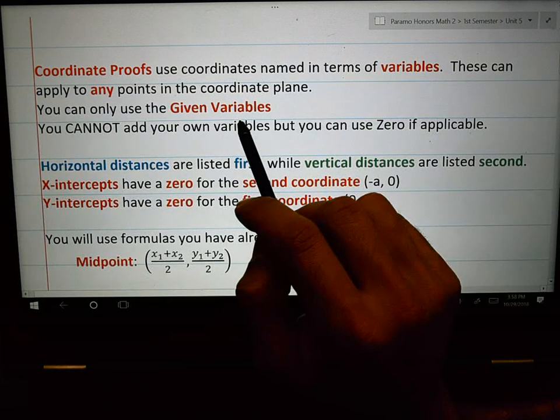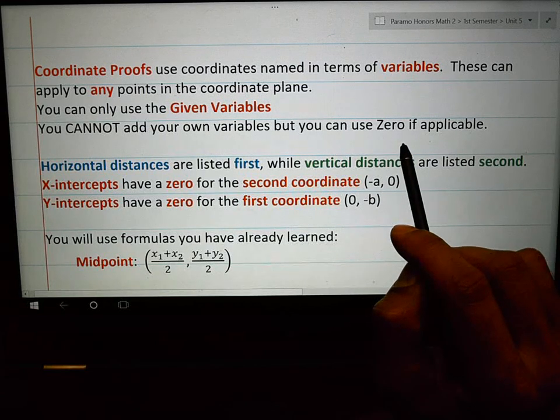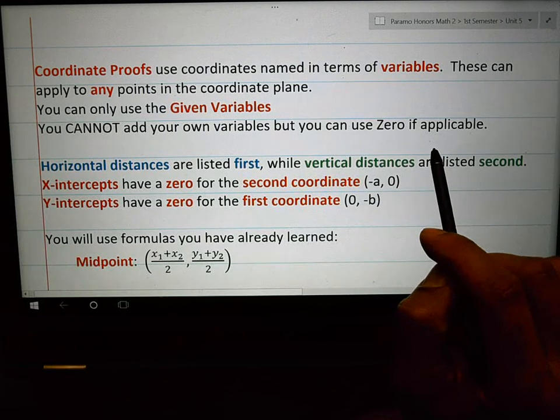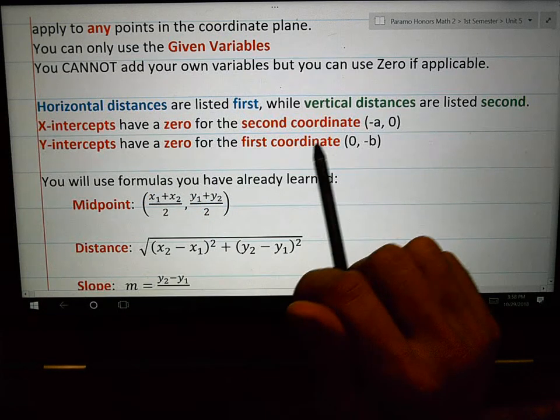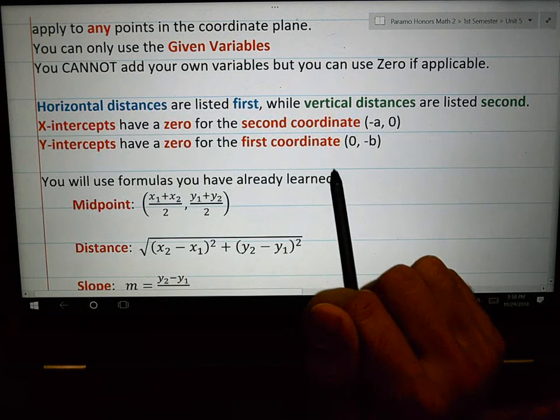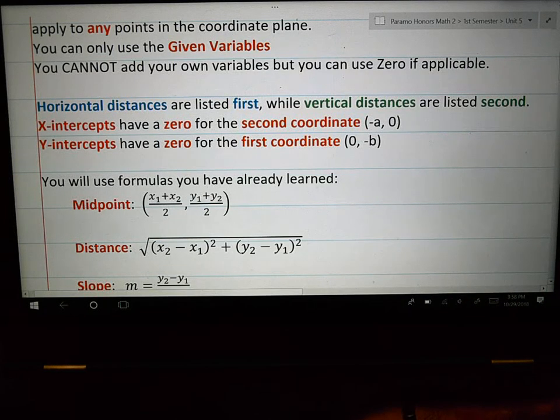We can only use the variables that are given. Do not add your own variables, but you can use the number 0 if applicable. You will see that, especially if you're talking about an x-intercept or a y-intercept. And I gave you some hints as to where the zeros go when you have an x-intercept or a y-intercept.